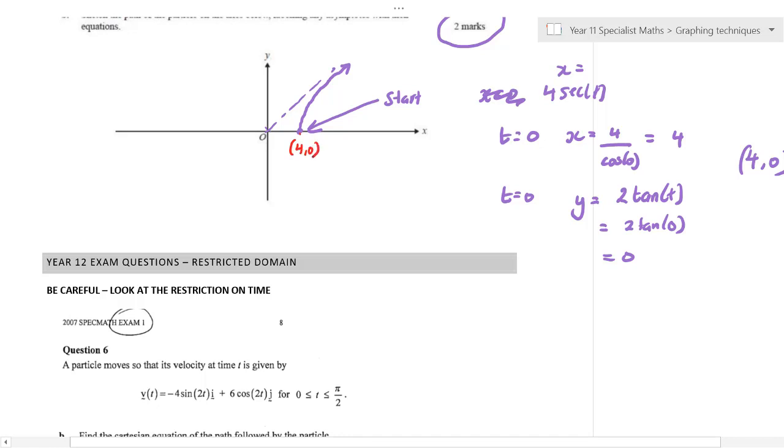Done. Now, the asymptote's there. Yeah, you have to have the asymptote.